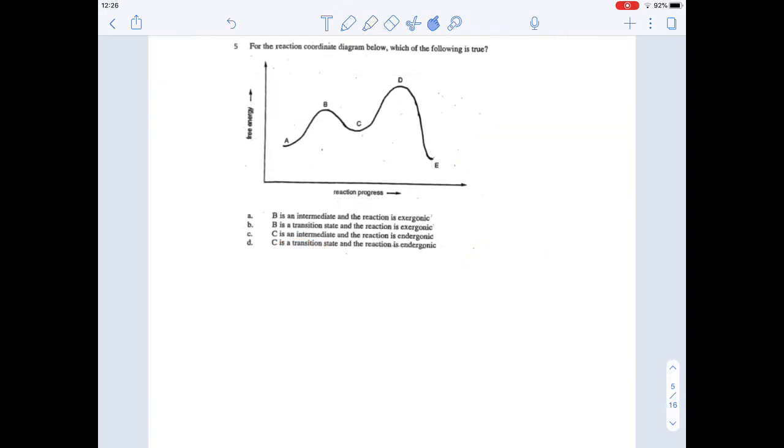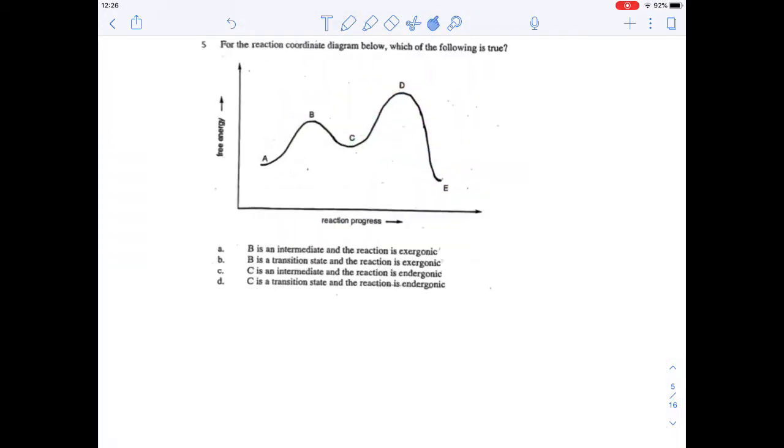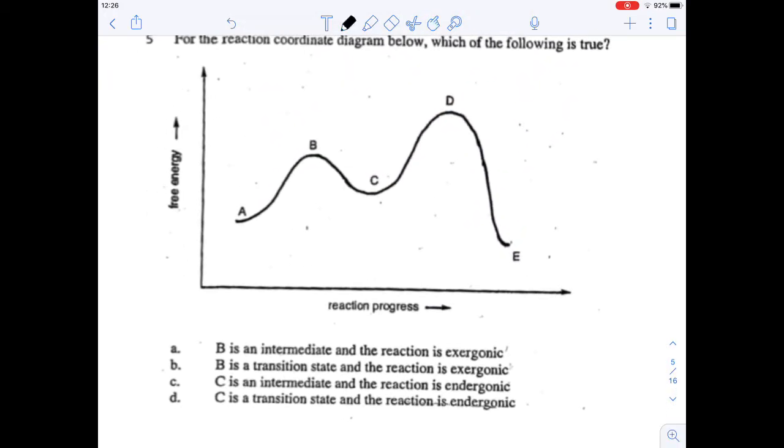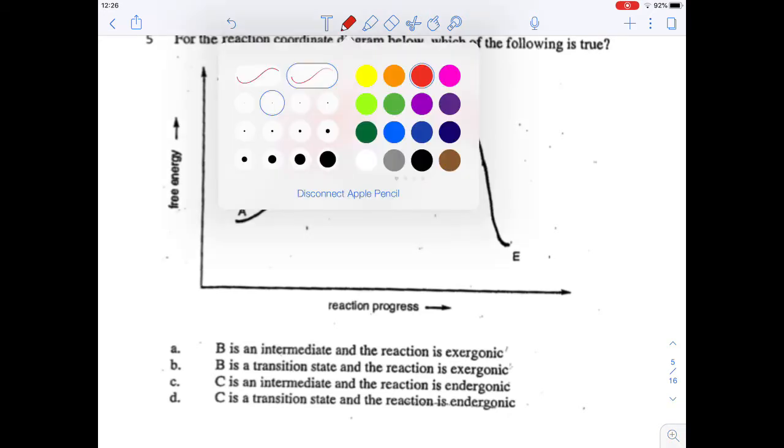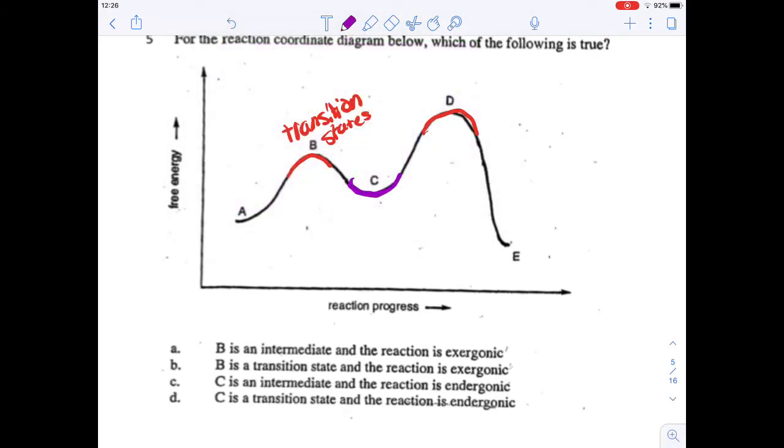Okay, moving on to multiple choice 5. For the reaction coordinate diagram below, which of the following is true? So just a couple important things to point out about reaction coordinates before starting this one. Okay, I'm going to make it bigger. So the peaks are representative of the transition states. So this is your peak. This is a peak. The valley is representative of your intermediates.